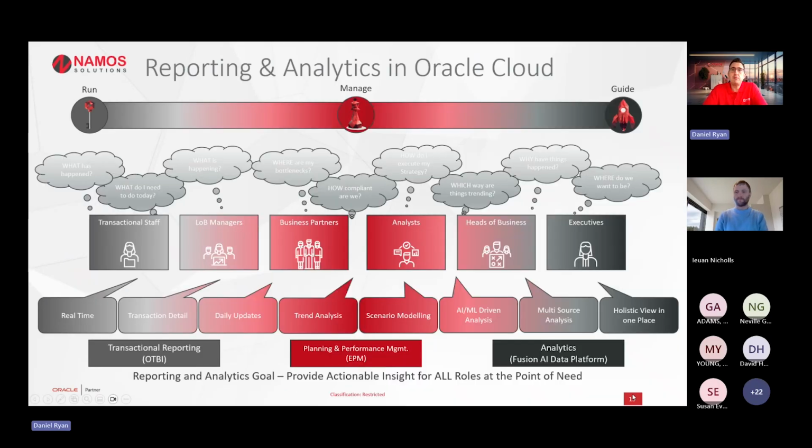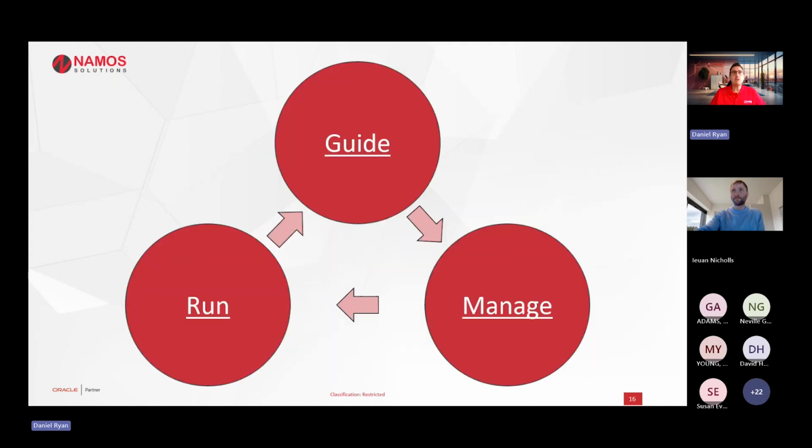Those of you who have seen me present on reporting and analytics in the past will have seen this slide. I generally split the reporting and analytics needs into 3 areas: run the business, manage the business, and guide the business. That assumes reporting and analytics is very linear in how it operates. But as I'm sure you all know and experience on a daily basis, that's not actually the case. It's actually more cyclical.